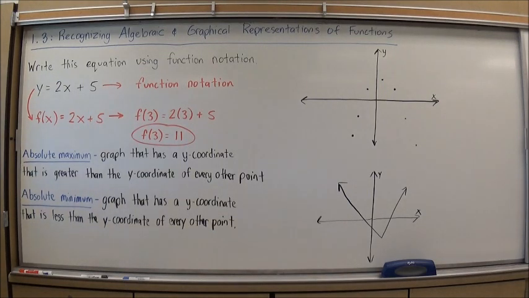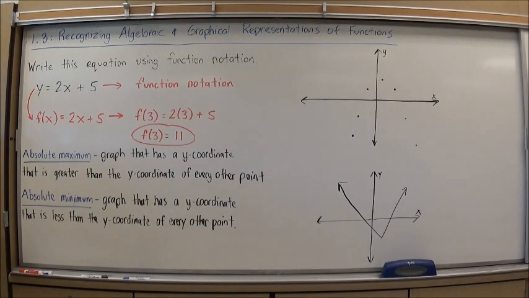Okay, we've talked about graphs quite a bit too, increasing, decreasing, things like that. We talked about U-shaped graphs, V-shaped graphs, linear graphs, curves, discrete, continuous. We've done a lot so far. I'm going to add a little bit more to that. A term called absolute maximum. An absolute maximum is a graph that has a y-coordinate that is greater than the y-coordinate of every other point. On the flip side, we could have an absolute minimum. That's a graph that has a y-coordinate that is less than the y-coordinate of every other point.